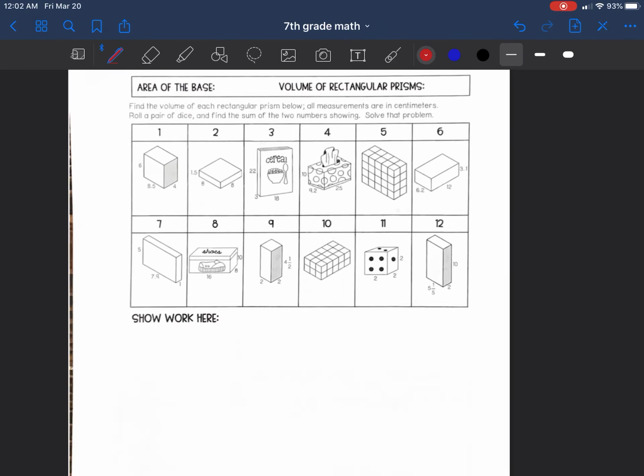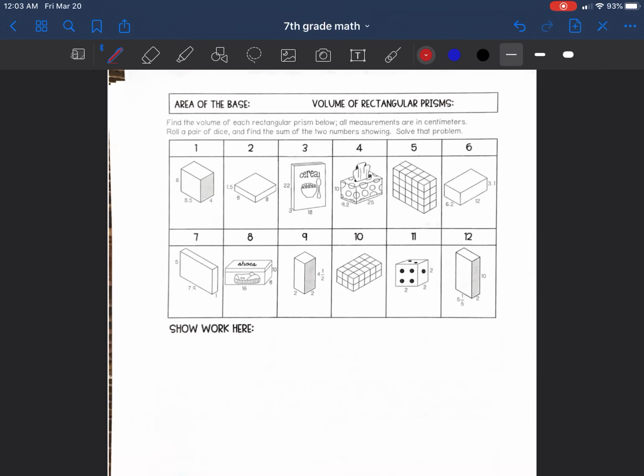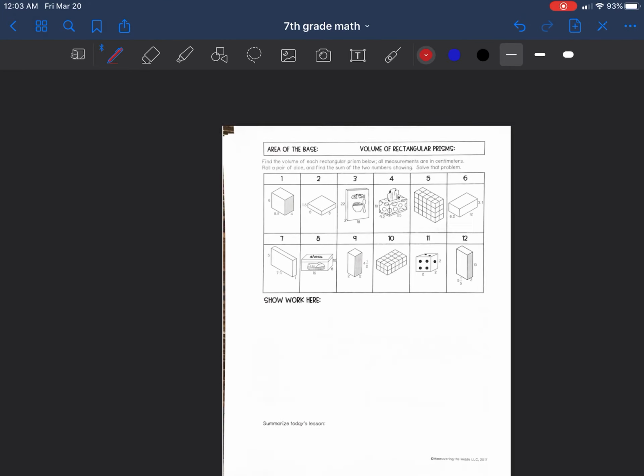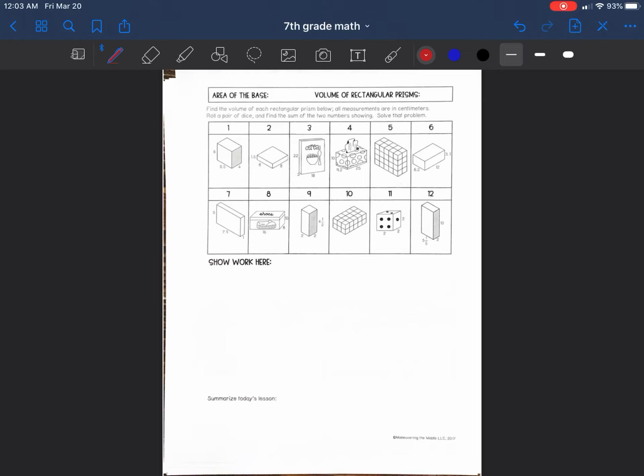For your assignment, you'll have 12 problems to do, and I have already solved number 1 for you. You'll show your work at the bottom of the page where you're able to type in your answers. You'll do the same thing we did for number 1, where you would write the formula, plug in our values, and then give me our volume.